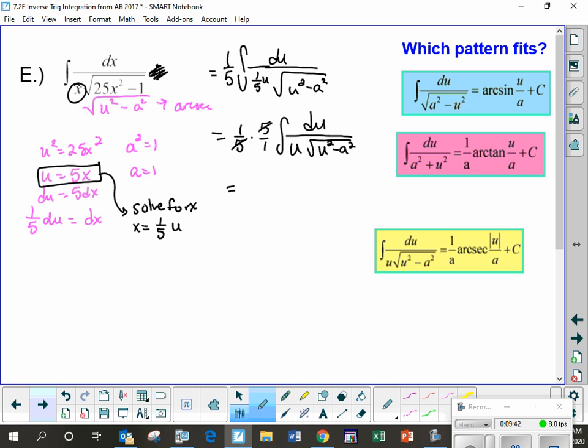Those cancel. And we get 1 over a arcsecant or secant inverse of absolute value u over a, which is 1, plus c. Okay, I can clean that up. Secant inverse absolute value of 5x plus c. That should be our answer.